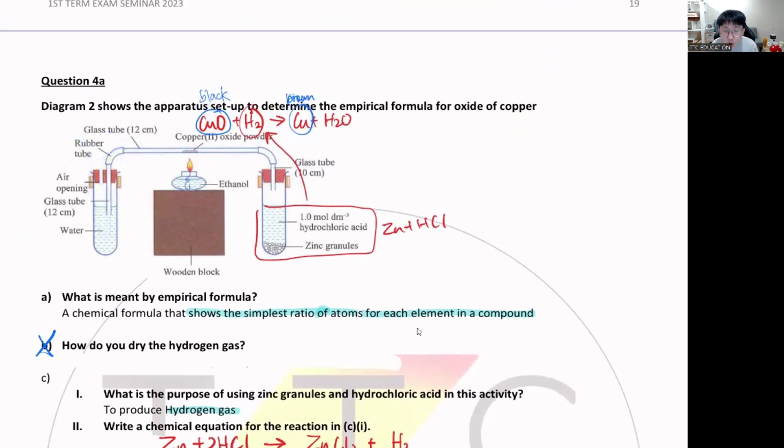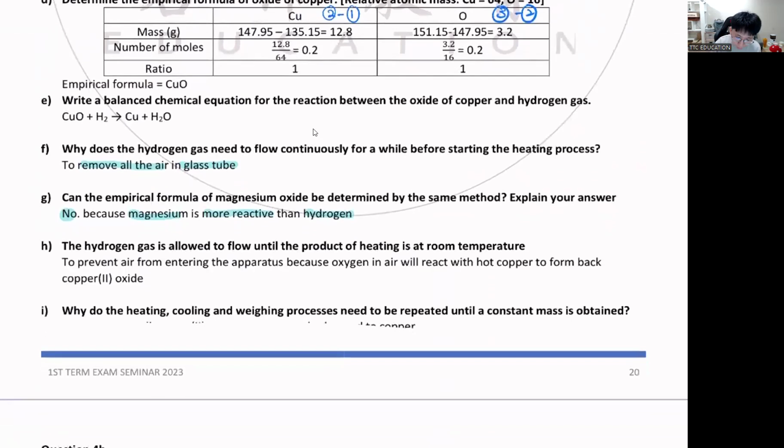So if your chemical is still hot, you just finished the experiment, your copper formed is still fresh and hot. Then you stop your H2, it might be possible that you open up the rubber, then air goes in, then GG, your Cu becomes CuO. But if the Cu cools down already, then it will not combine with oxygen because copper is a low reactivity metal. If you heat it, it will react with oxygen. But if you don't heat it, it won't react with oxygen. So from here, we say that it is to prevent air from entering, because oxygen in air will react with hot copper to form back copper(II) oxide.